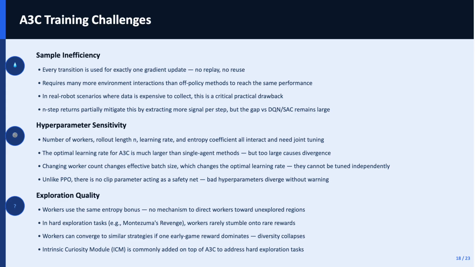The exploration challenge arises from the uniform entropy bonus. All workers receive the same encouragement to explore, but there is no mechanism for directing workers toward parts of the state space that have not been visited. So, in tasks with rare rewards, all workers can simultaneously converge on the same suboptimal behavior.